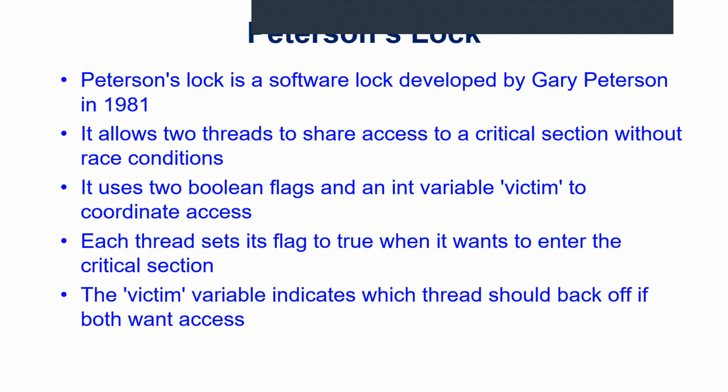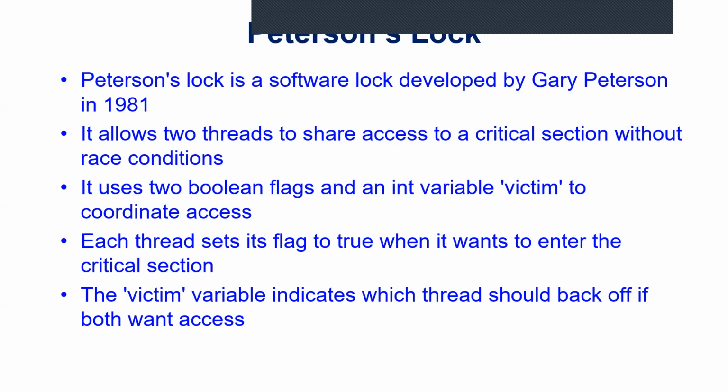It uses a combination of Boolean flags and an integer variable to coordinate the access between the two threads. The main components of this lock are Boolean flags and a victim variable. Each thread has its own flag. Typically in a two-threaded scenario, you have flags for thread 0 and thread 1. If flag of 0 is true, it indicates that thread 0 wants to enter into the critical section.